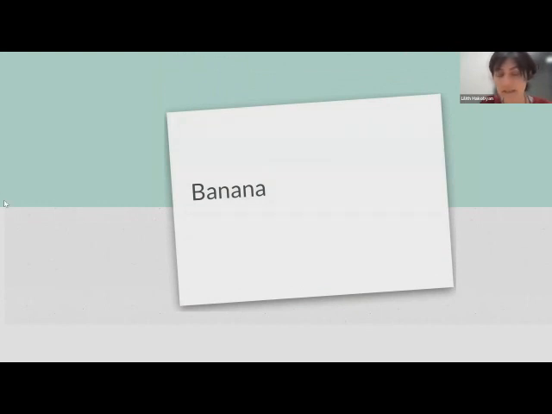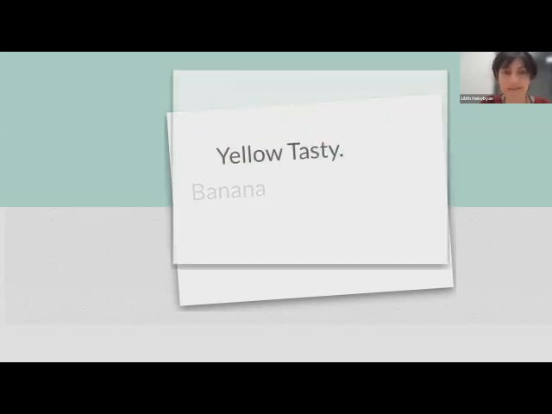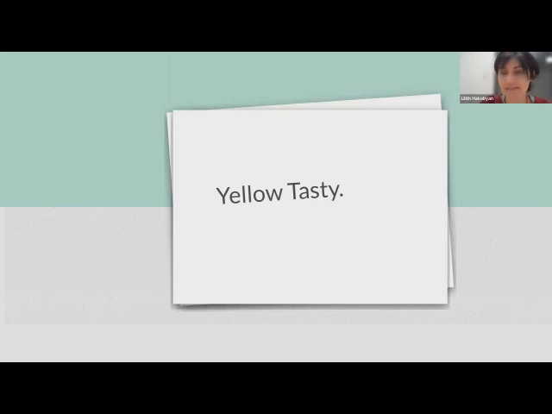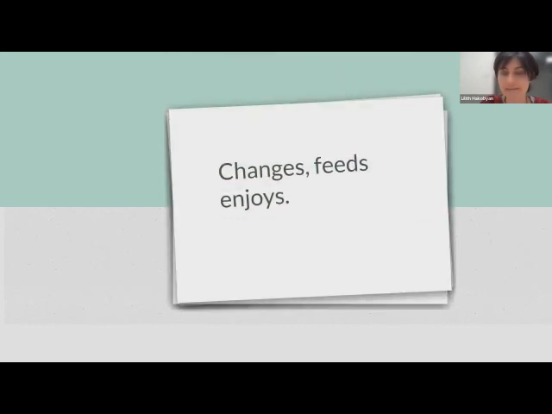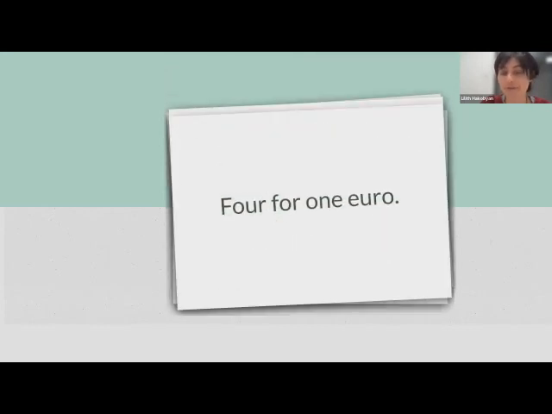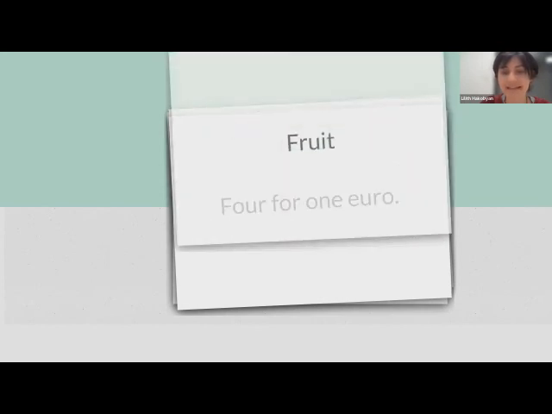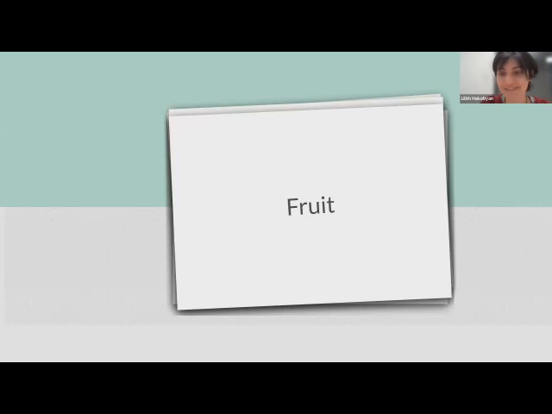Let's see an example. For example, let's say our word is banana. So how would the poem about banana look like? Our second line consisting of 2 adjectives: yellow, tasty. Third line, 3 verbs about banana: changes, feeds, enjoys. Fourth line, 4 for €1. And the summarizing line is fruit. So this is a poem about banana.